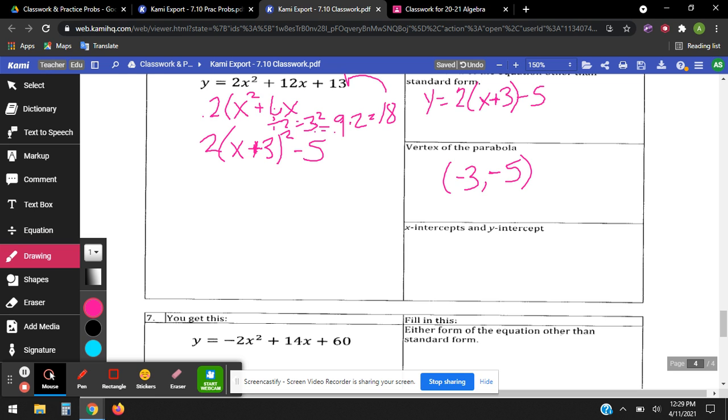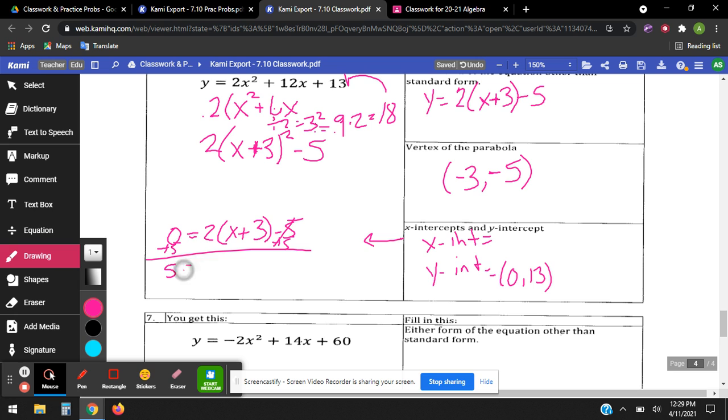Okay, and so then our x-intercepts and y-intercepts. Well, the y-intercept, we plug in 0 for these. It's going to be 0, 13. X-intercepts, a little more interesting. We're going to have to actually solve this out. So I'm going to do this one over here. So when y equals 0, we have 2x plus 3 minus 5. So I need to add 5 to both sides.